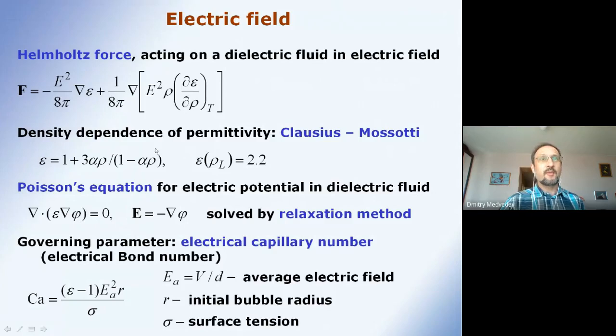And we use Clausius-Mossotti density dependence of permittivity. We solve the Poisson's equation for the electric potential, calculate the electric field, and calculate the electric forces. And a non-dimensional parameter to describe our situation is the electrical capillary number or electrical Bond number, which is the ratio between electric forces and surface tension forces.